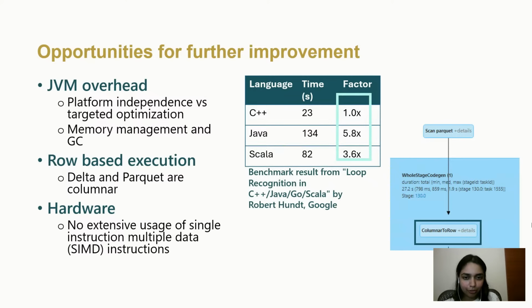The other screenshot on the slide shows what you would typically see in your Spark history server when you execute a query. If you're curious enough to see how exactly that query is being executed, you will always see that after you scan Parquet, there is a columnar to row step, meaning your data is in columnar format, but it's being read and then converted into row format so that Spark, which is a row-based engine, can actually execute on it.